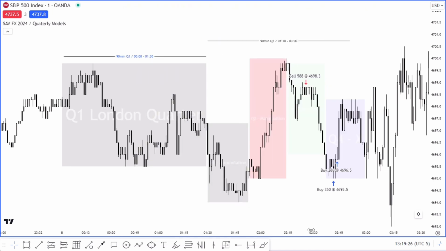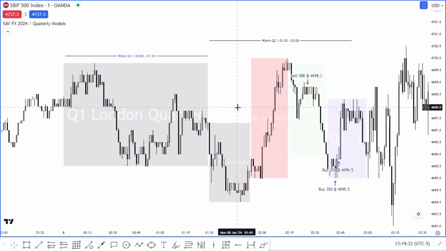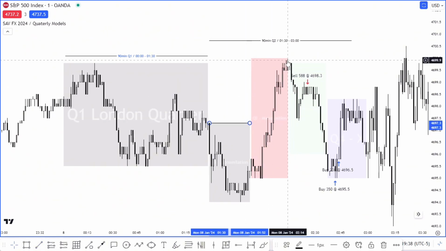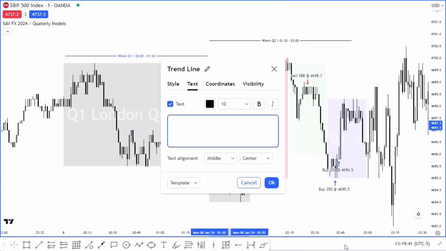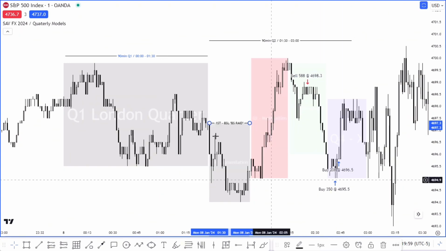Okay, so in simple terms, it's a very plain and simple model. Price needs to sweep the accumulation range, the Q1 range, which is this right here. So we would say this is our first buy side or buy stop raid. That's the first one. That's initially the first one they want to see price sweep or drop off.